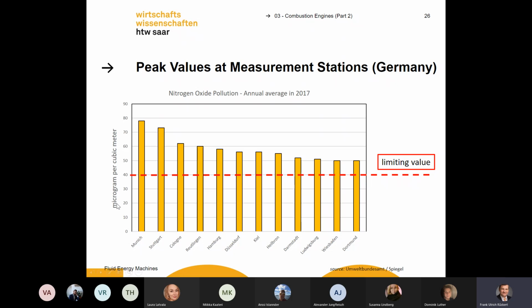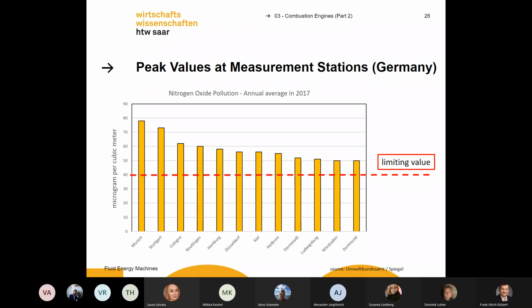If you look at this diagram here, you see this is the limiting value for nitrogen oxides. It's 40 micrograms per cubic meter. This is a limiting value in the EU. And this value is so low.